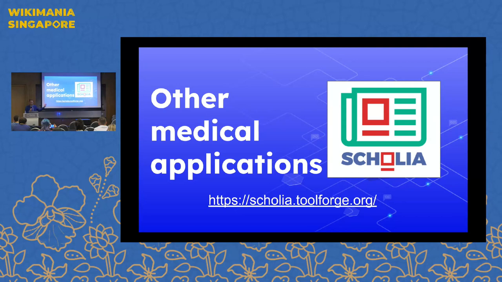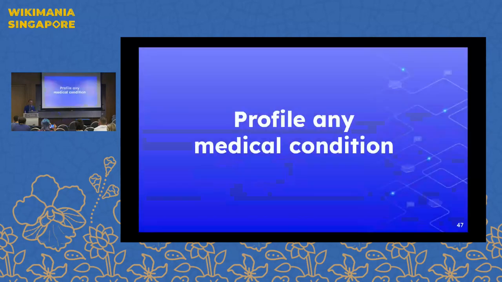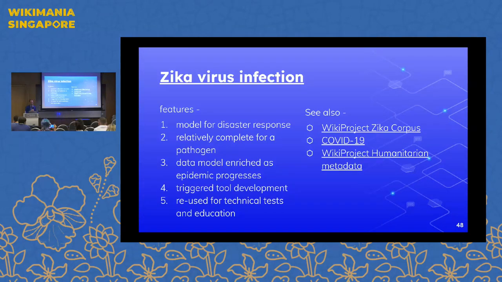Now I'm going to look at some other medical applications. I've been telling you so many things about the social issues of this, but what can you actually do medically with this Scholia tool? So one, profile any medical condition. This is pretty basic. If you want to see an example, you can go to Scholia and type in Zika virus infection. This was a big infectious disease outbreak a few years ago.